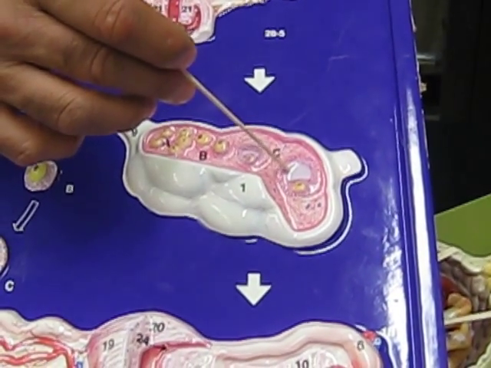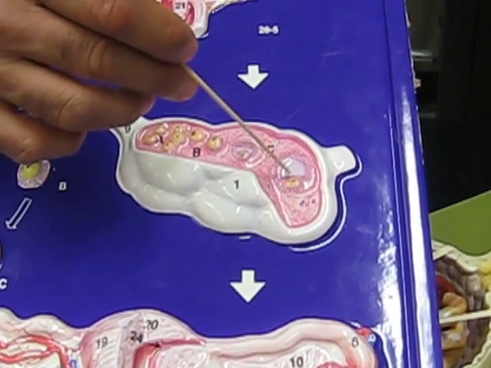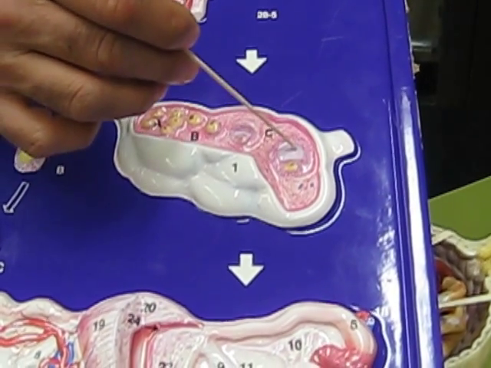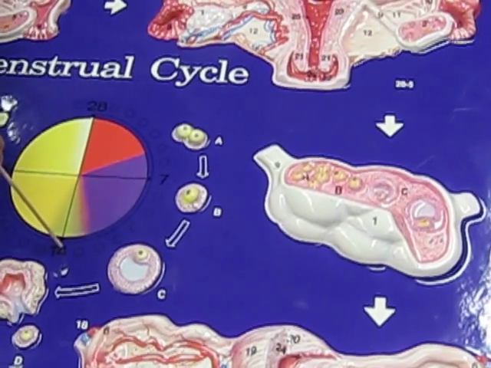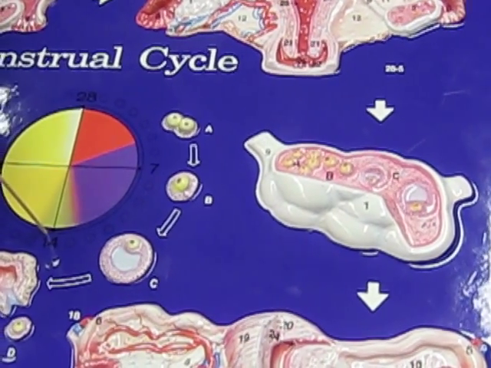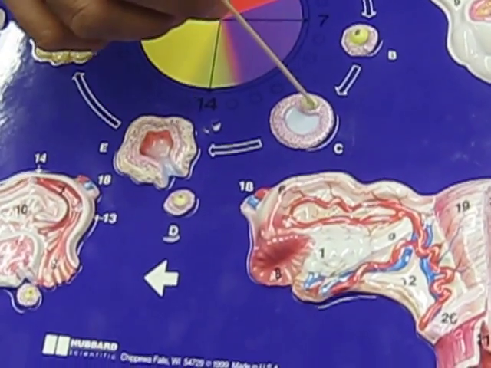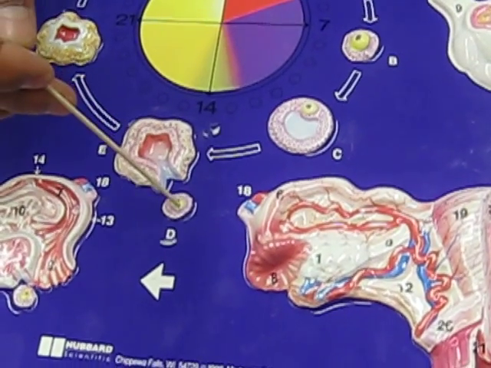And as the antrum expands and the follicle impinges on the outer lining, it becomes the Graafian, which is the mature Graafian follicle. Day 14, when luteinizing hormone, or LH, is released from the anterior pituitary gland, it causes the follicle to rupture. So here's the oocyte in the mature Graafian follicle, here's the ruptured follicle, and here's the oocyte.